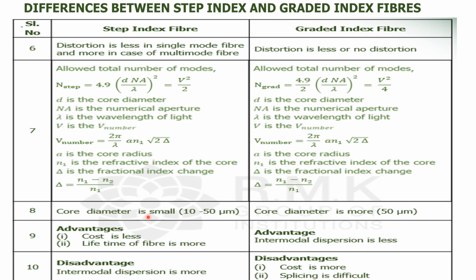Core diameter is small, that is around 50 micrometer. Here core diameter is more, which is more than 50 micrometer. So advantages, if you take, cost is very less, lifetime of fiber is more. Here intermodal dispersion is less. Then disadvantages, if you see, intermodal dispersion is more. Disadvantage here is that cost is more.